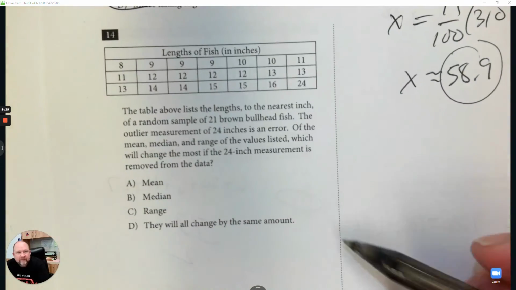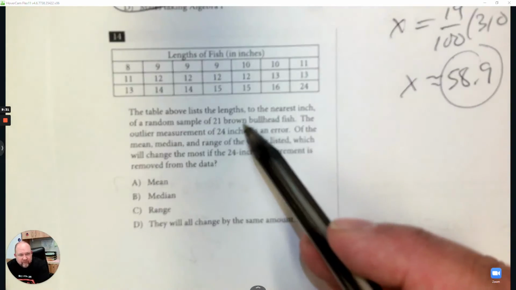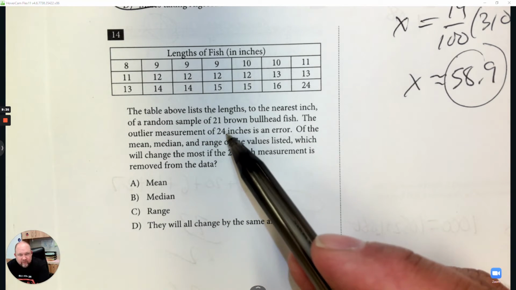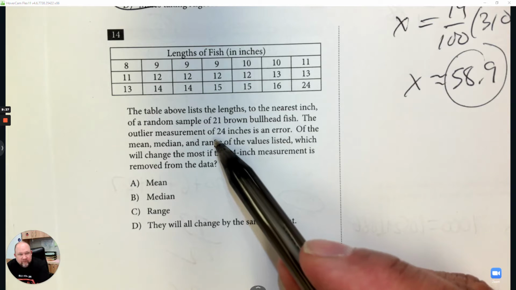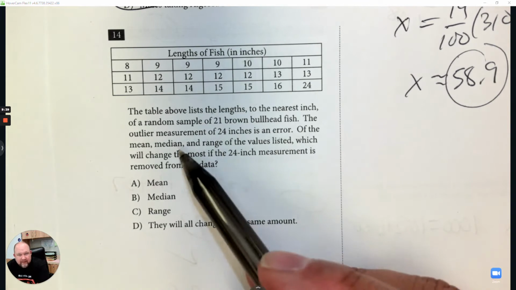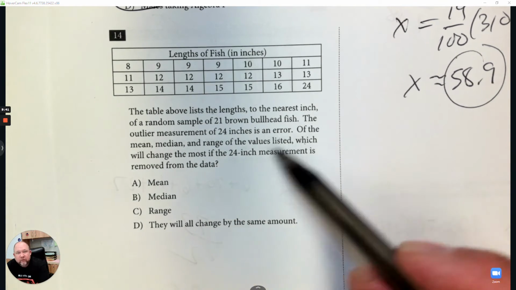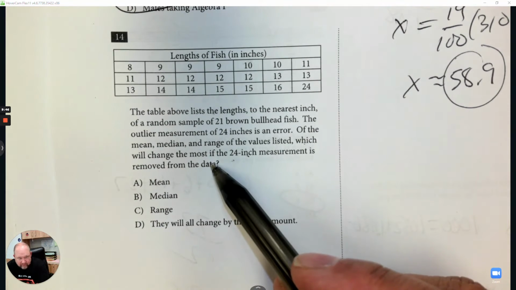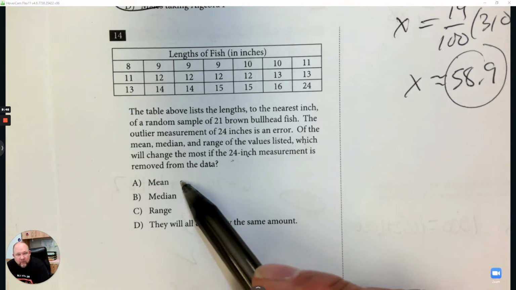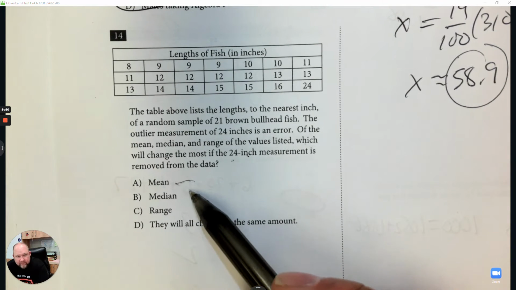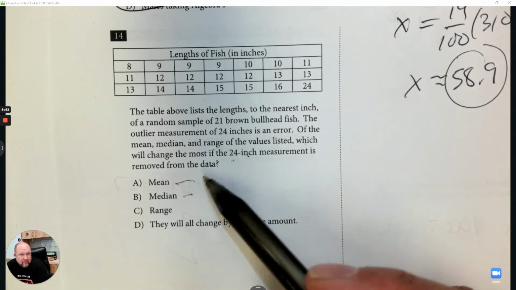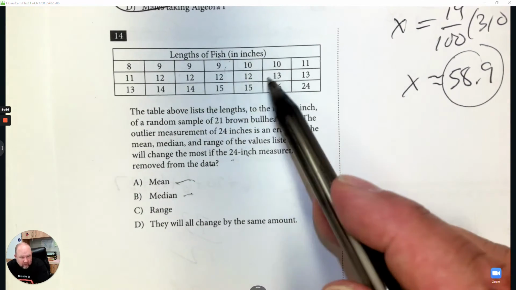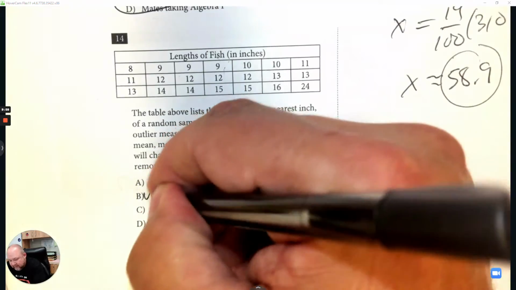All right, lengths of fish. The table above lists the lengths of fish to the nearest inch of a random sample of 21 bullet fish. The outlier of 24 inches is an error. Of the mean, median, and range of the values listed, which will change the most if the 24-inch measurement is removed from the data? The mean would be the average, the median would be the middle number, and the middle number wouldn't change as much because the middle number in order is between 12 and 13, so it's not that.